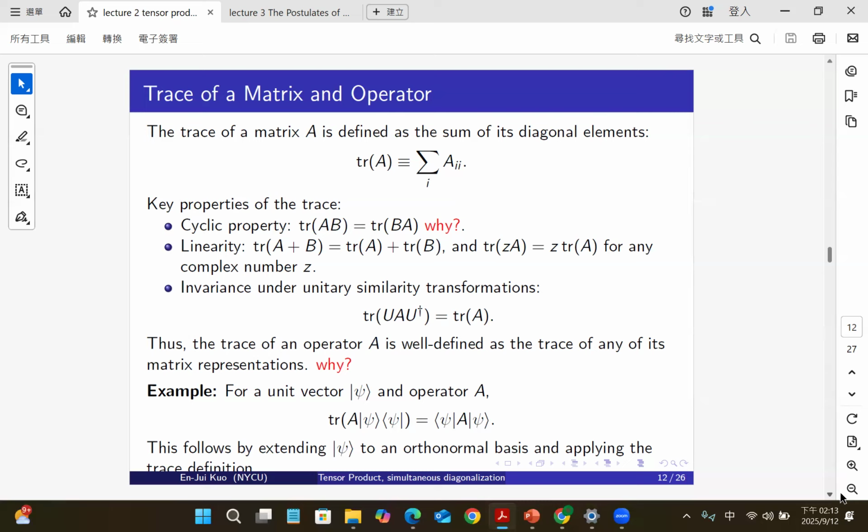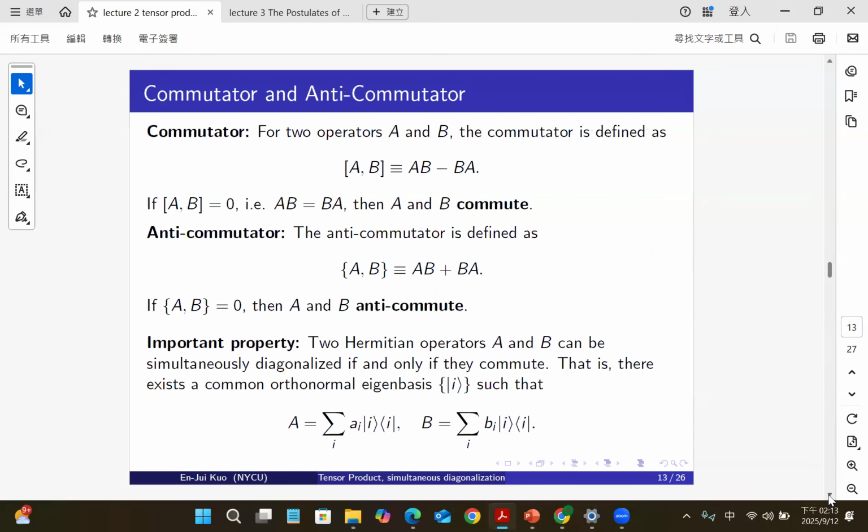But remember that trace A times... let's say, let me check where it is. Okay, so this is X. Anyways, it's not difficult. Oh, okay. Although small time.